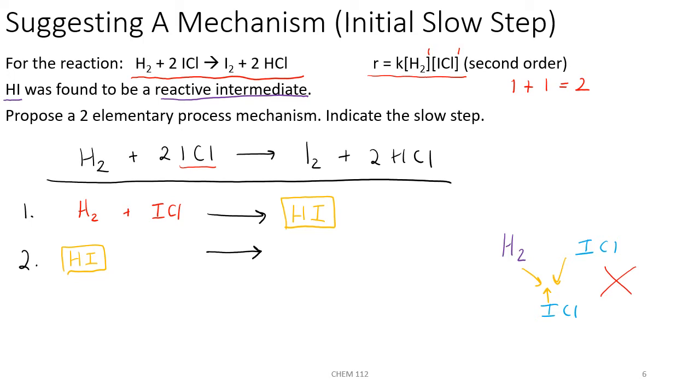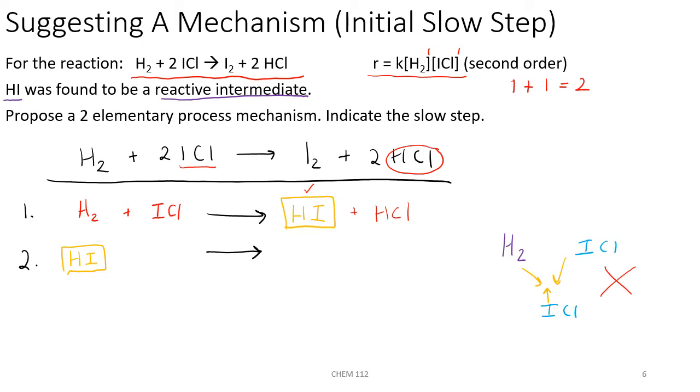Well, it looks like we're going to form some HI, so we're going to make some of our reactive intermediate. And we still have another hydrogen atom left over, and we still have another chlorine atom left over if we're looking at the law of conservation of mass. So maybe we make one molecule of some of our product. Maybe we form some HCl. We have to start making some product somewhere, so we could form some HCl.